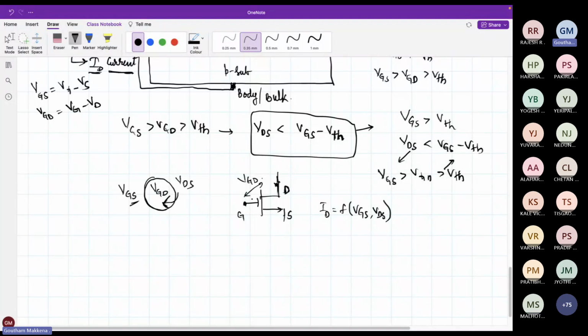Got it. So when we derive the current equation, it becomes more clear what the other student was trying to convey.